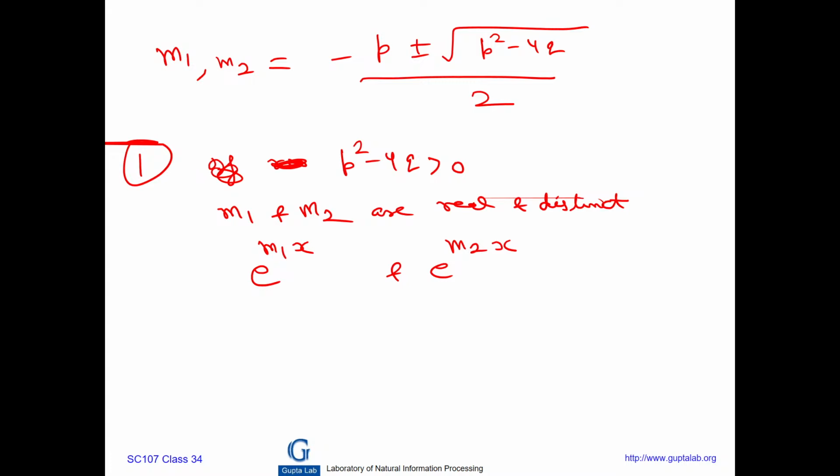Now you can call it y1 and you call it y2. Here you can check that y1 and y2 are linearly independent. And how you are going to check?